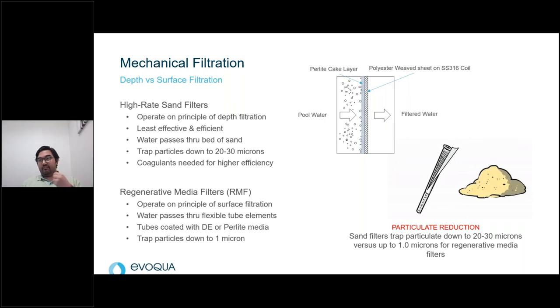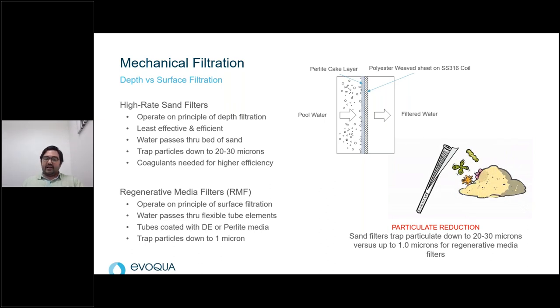Let's talk about the concept of filtration compared to a sand filter, which is typically applied to commercial pools. Therefore, we compare typically with sand filter. Sand filter works on the principle of depth filtration, and this is the least effective and efficient way. How the sand filter works is basically the pump has to push the water through the sand bed, where the recommendation to achieve the performance is a 1 meter depth bed and also a certain filtration velocity. This traditional method helps filter particles down to 20 micron at best. You can also increase the efficiency by introducing a coagulant system.